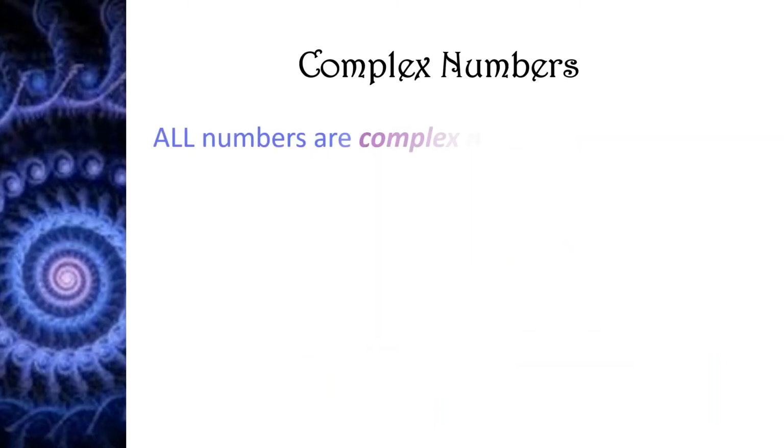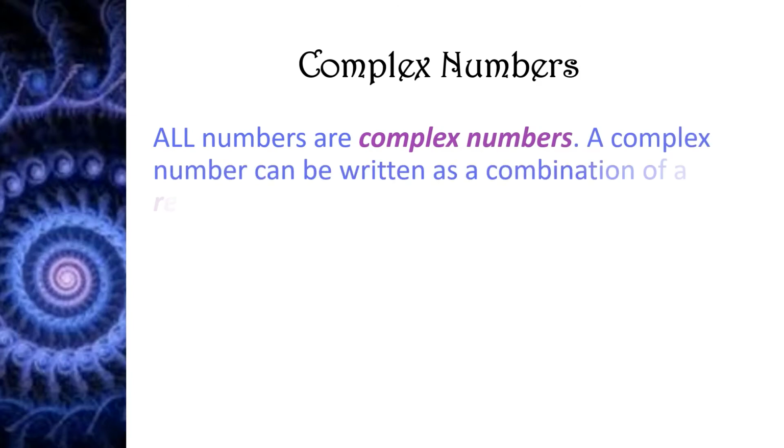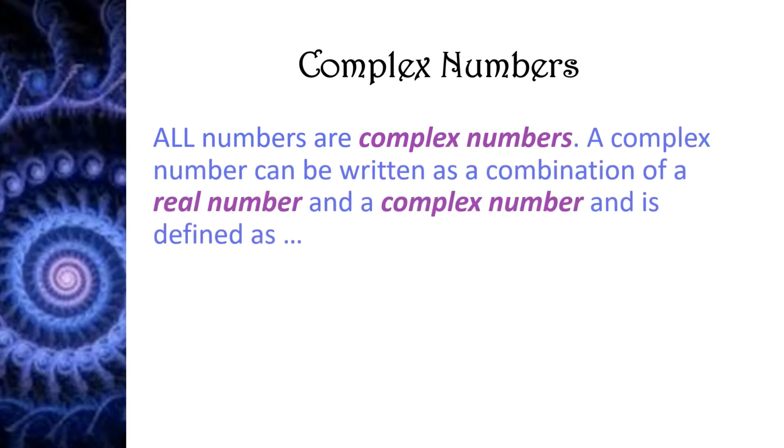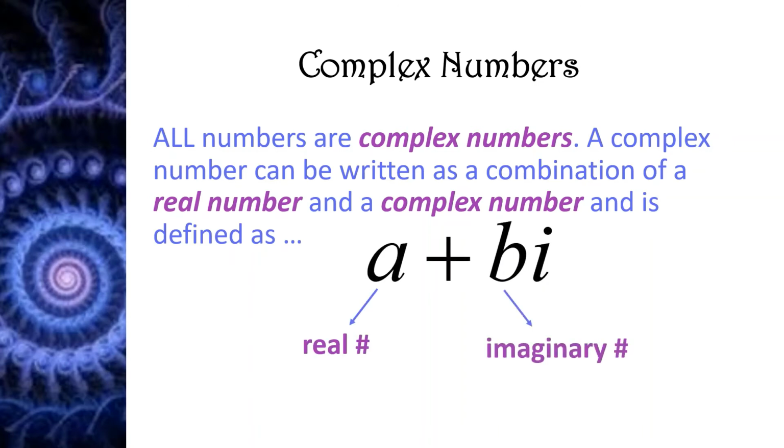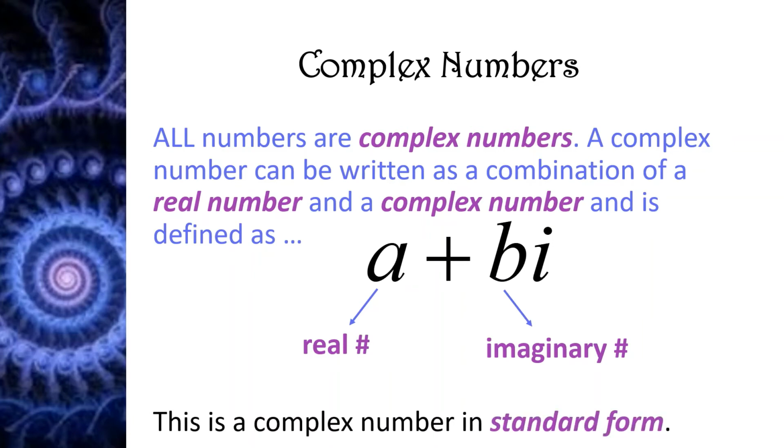Complex numbers include all numbers. All numbers are complex numbers. Whole numbers, integers, rational, irrational, real numbers are all complex numbers. A complex number can be written as a combination of a real number and an imaginary number, and looks like this. We've got a real number and an imaginary number. The real number comes first, the imaginary number comes second, and that is a complex number in standard form.